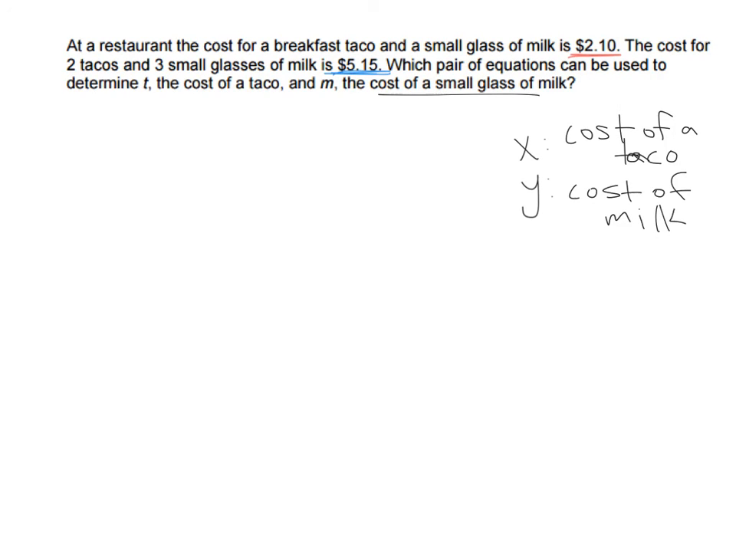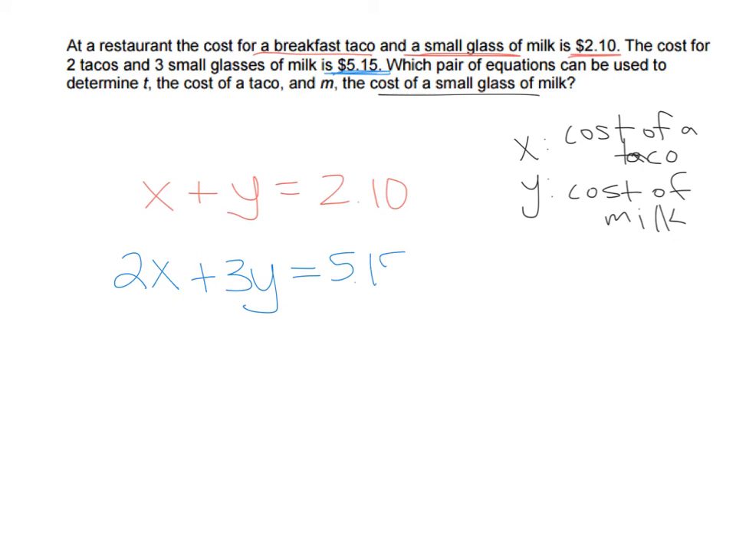All right, so for the first equation, we have a breakfast taco, so that's X for the cost of 1 breakfast taco, plus 1 small glass of milk, so that is Y, the cost of a small glass of milk, and I know together they add up to $2.10. The cost of 1 taco, 1 milk is that. The second one, well, we have 2 tacos, so 2 times the cost of a taco, plus we have 3 small glasses of milk, so 3 times the cost of the milk, and that will equal $5.15.